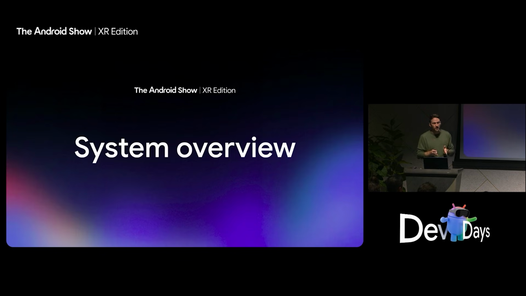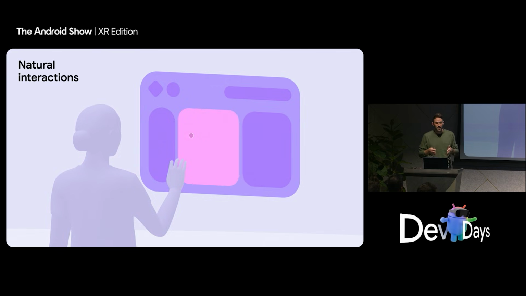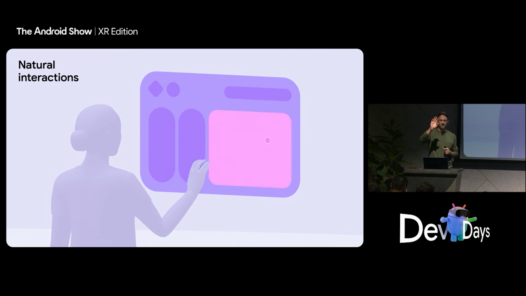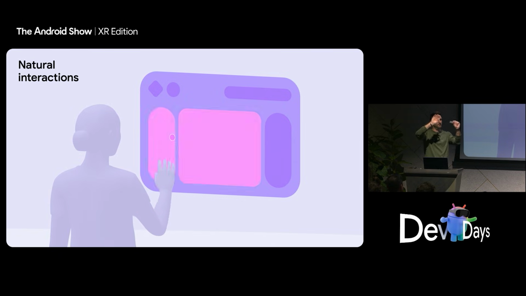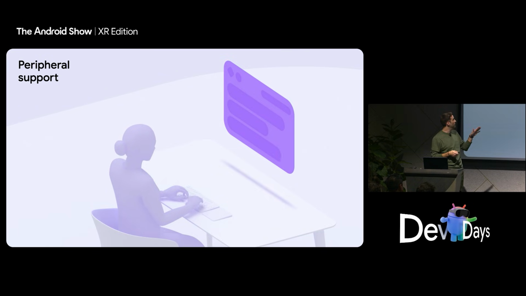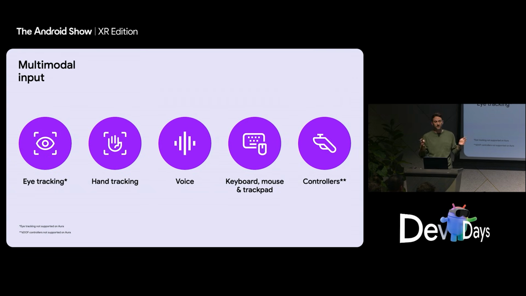Okay, let's do a quick refresher on how the Android XR system works. The primary way to interact with Android XR is naturally, with your hands. Just point with your hands, pinch, swipe, zoom, release, easy. But that's not the only way. Users can also connect their favorite Bluetooth mouse and keyboard. In fact, Android XR supports a variety of input modalities. The best part, the system abstracts this complexity for you so you can focus on designing a great app experience.